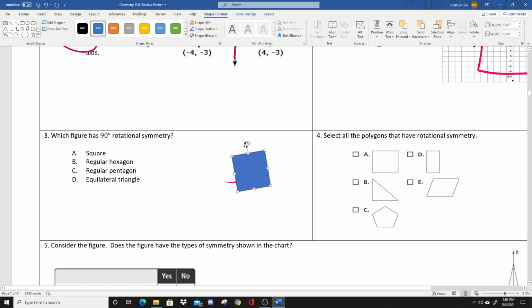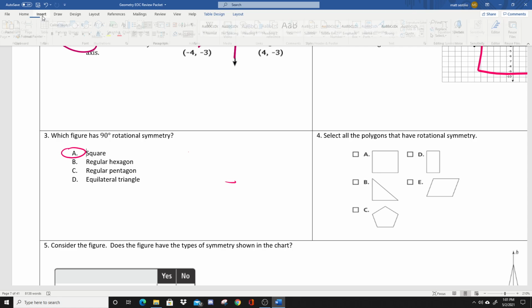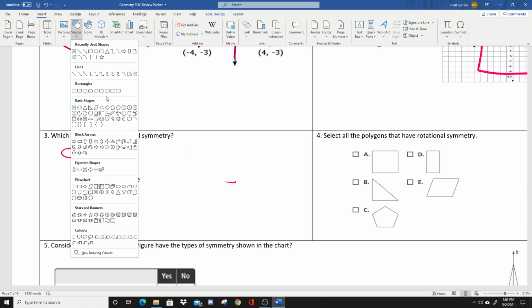So rotate it 90 degrees, boom, it looks the same. So the square works. But let's pick another one that maybe I can show. See what we got here. That does have a pentagon. Okay.